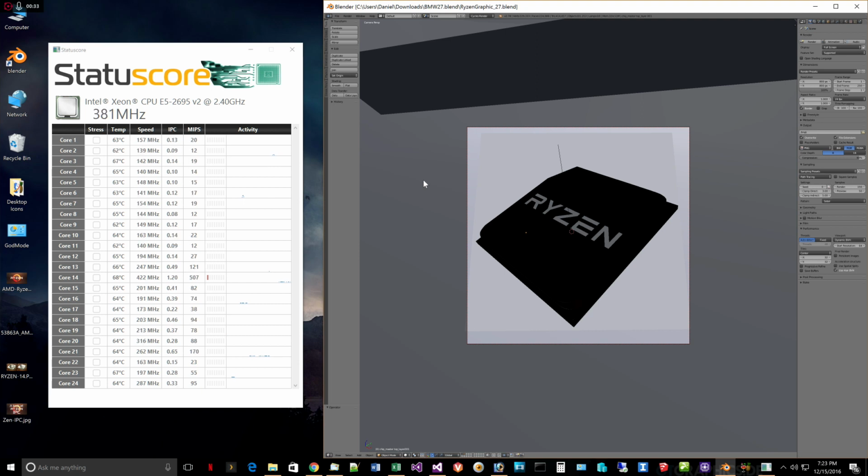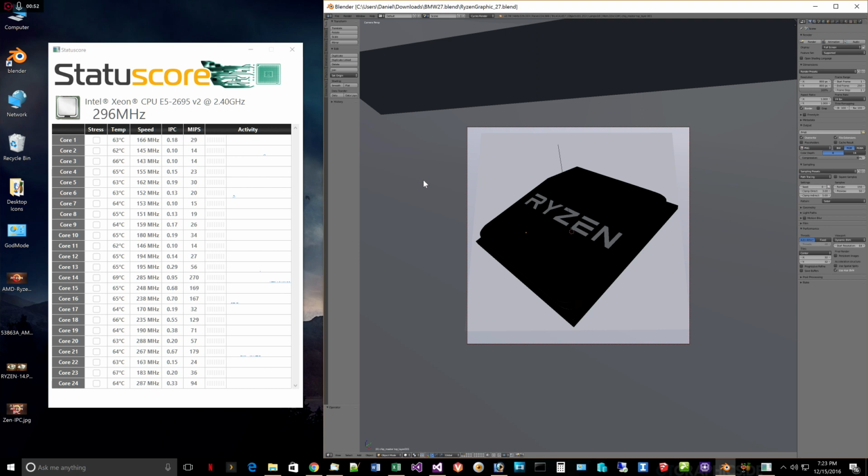on your left. It's called Statuscore. This is a new application. It's one that I've written. It's not available just yet. It will be shortly. So this is just a quick preview to see what it can do. And as you can see, it is presently showing us in real time the temperature, the speed, the IPC, the MIPS, and the activity taking place on the core right now.